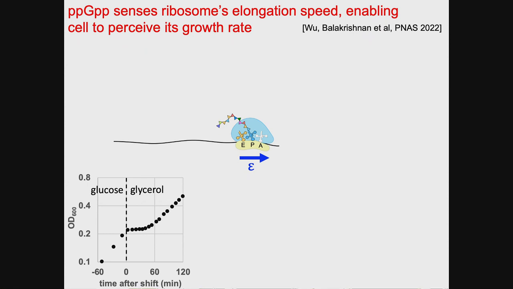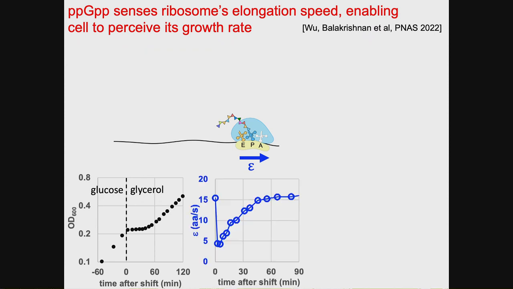During the shift, there's a lag because the cell has to make proteins to take up glycerol. During this lag, there's a period where growth rate is obviously changing, and then we can do measurements. We measured the elongation speed at various points during the lag, which is a very laborious study, because at every point it takes samples and does an elongation speed measurement. There's a dip, growth slows down, and then gradually recovers by about an hour.